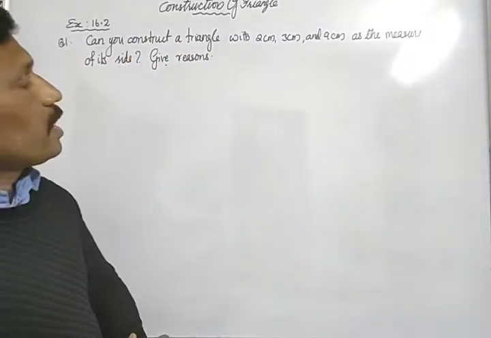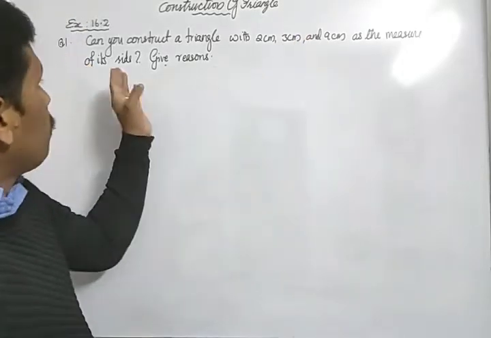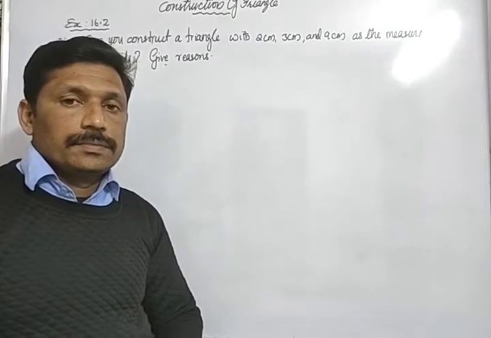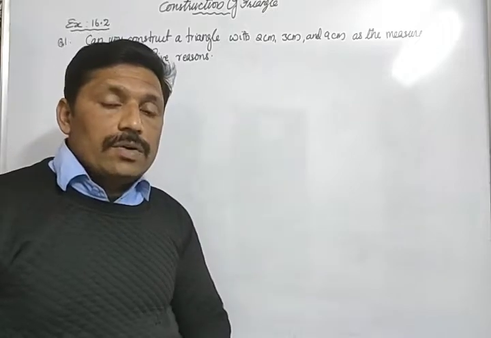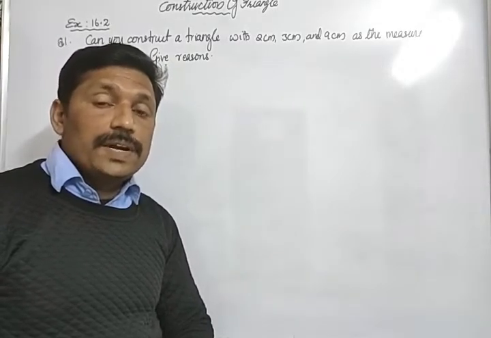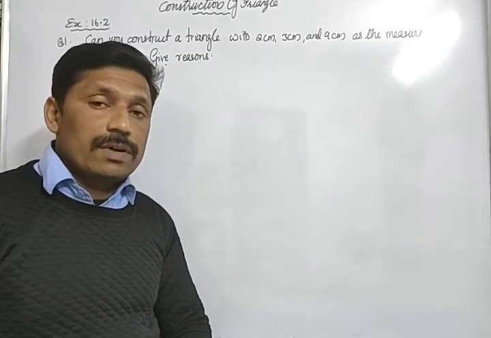Look at the first question here. Can you construct a triangle with 2 cm, 3 cm, 9 cm as the measure of its sides? Give reasons. You have studied that we can construct a triangle only if the sum of any two sides is greater than the third side. If it is not greater, then we cannot construct a triangle.